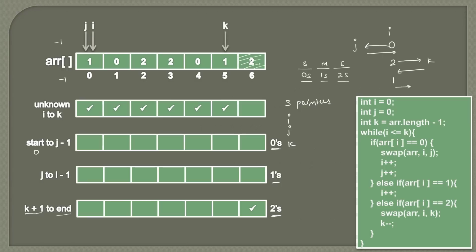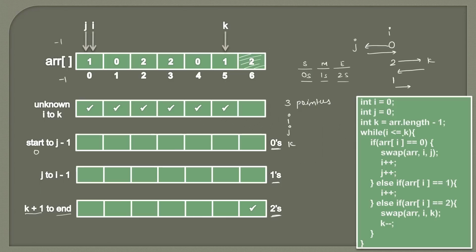Now here one thing to notice, when we do this swap, 2 will come here, and at this position there could be 0, 1 or 2, any of the 3 numbers. So we are not sure which number is actually getting swapped here. So I will be at the same position only. We will only move k. So this is the one difference.